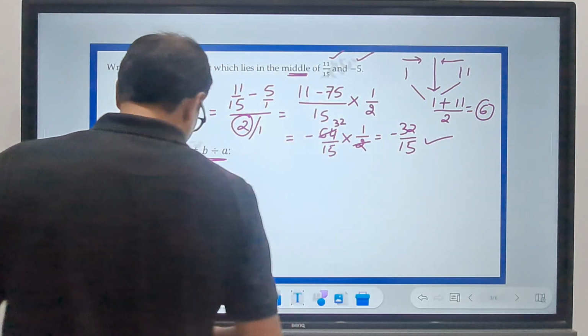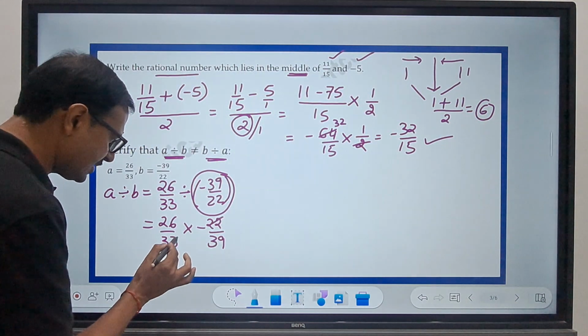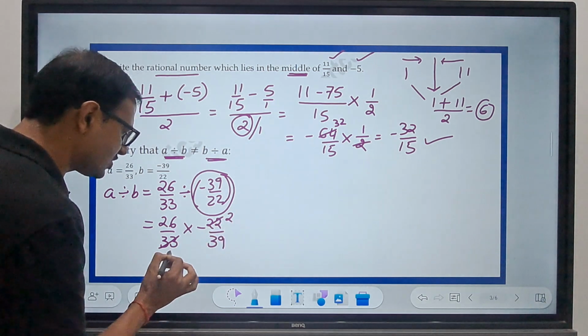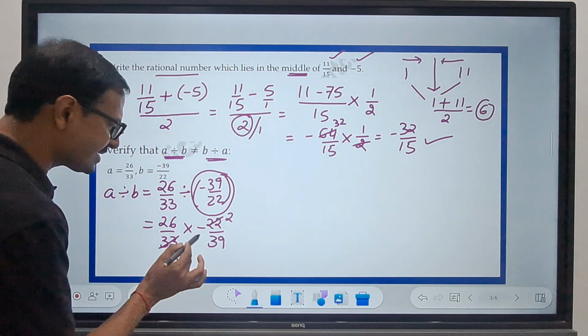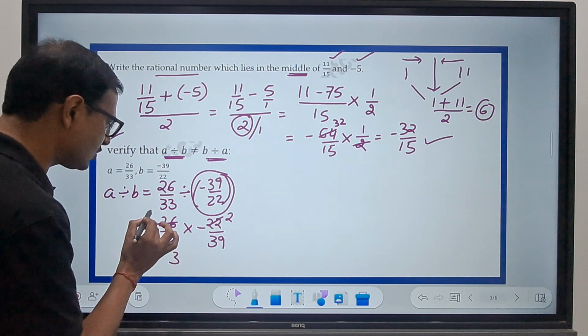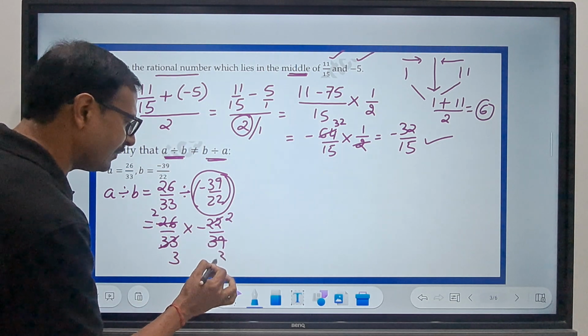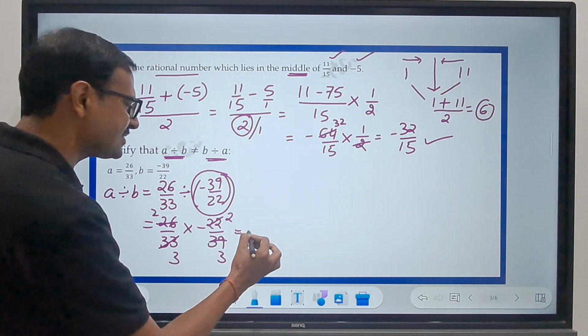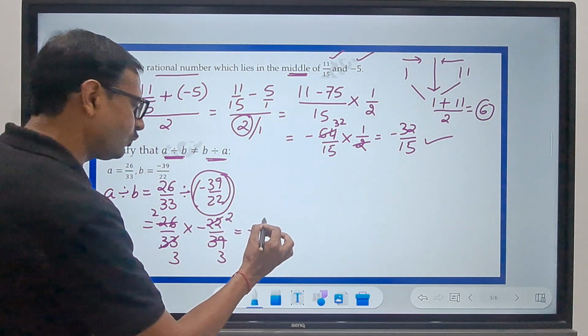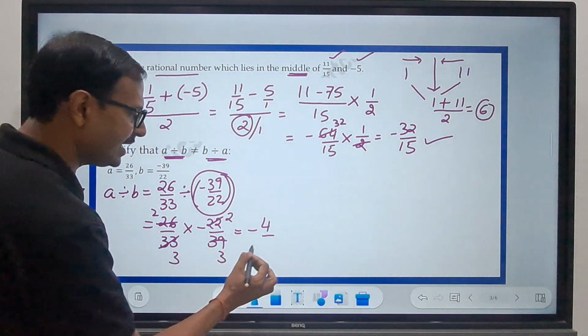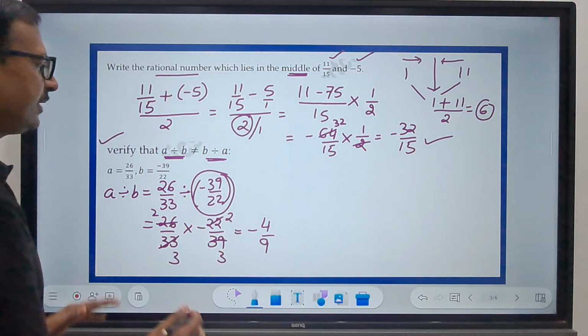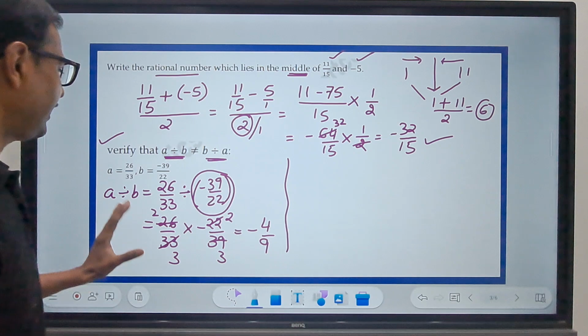So here we can see 22 and 33, they both go into 11, right? So this is 2 and this is 3. 26 and 39 go into 13, so this is 2 and this is 3. So what is the answer? We have a negative sign followed by 2 times 2, 4, in the numerator and 3 times 3, 9, in the denominator. Now this is A divided by B.